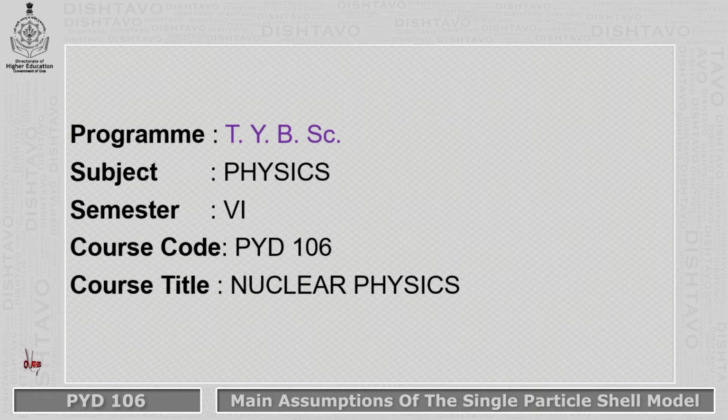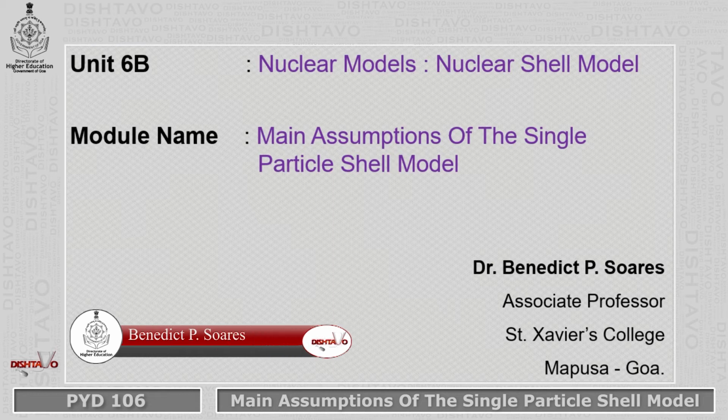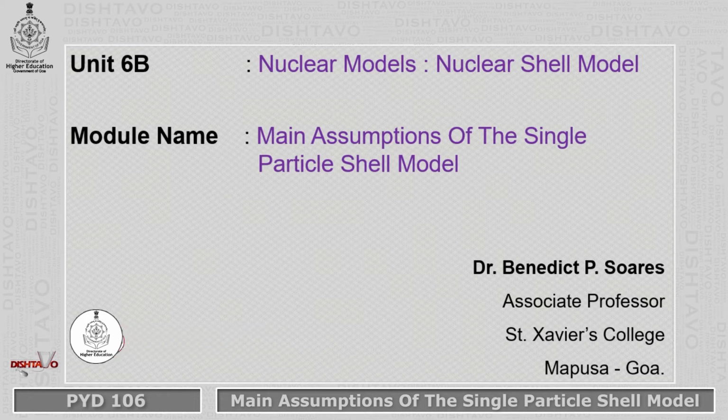Welcome to this session for TYBSc students in the subject of physics for semester 6, course code PYD106, course titled Nuclear Physics. This unit 6B is about nuclear models, especially focusing on the nuclear shell model. The name of this module is Main Assumptions of the Single Particle Shell Model.